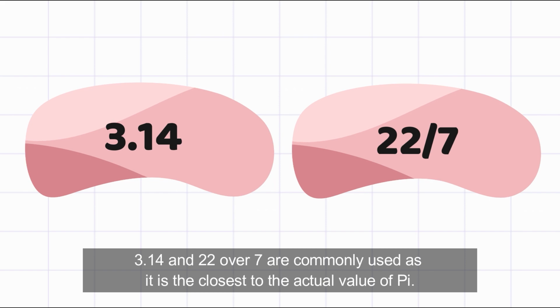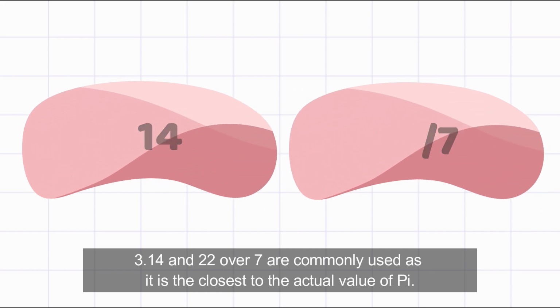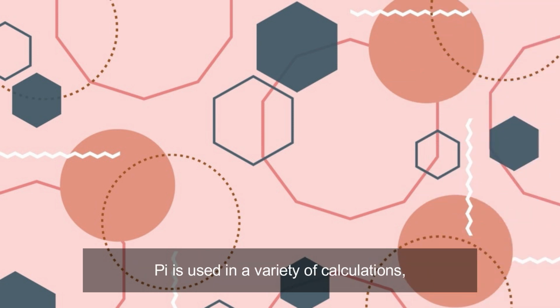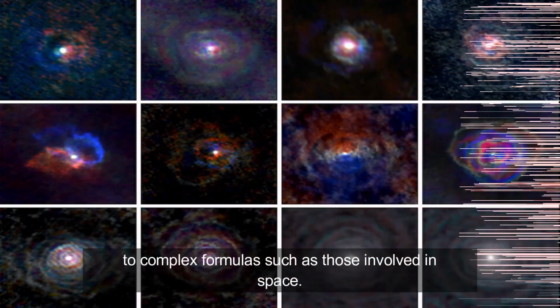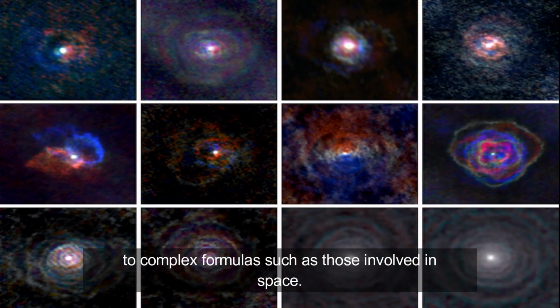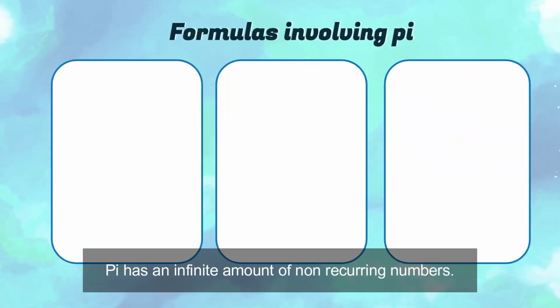3.14 and 22/7 are commonly used, as they are the closest to the actual value of pi. Pi is used in a variety of calculations, ranging from the simplest, which is calculating areas and volumes of geometrical shapes, to complex formulas, such as those involved in space. Pi has an infinite amount of non-recurring numbers. There are many formulas which involve pi.